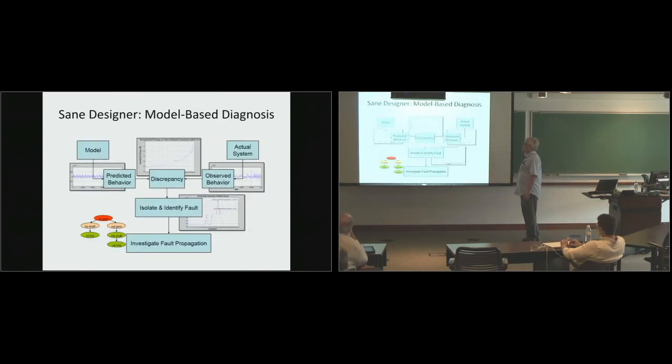So here's a plot of a slide I showed here before. It's called model-based diagnosis. Model-based diagnosis is a way of identifying why some system is not working as intended. So if you have an actual system, you can observe some behavior. You have a model of the system, and you can predict the behavior. Then you get a discrepancy between behaviors, and then you're trying to reason backwards from the discrepancy to what caused the problem, and then you replace that component.